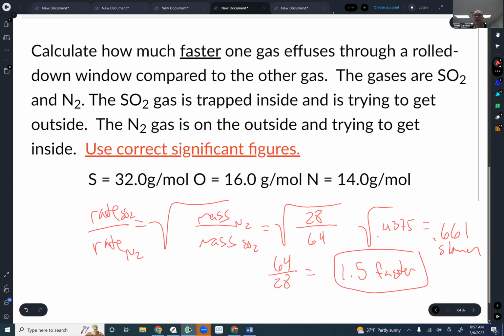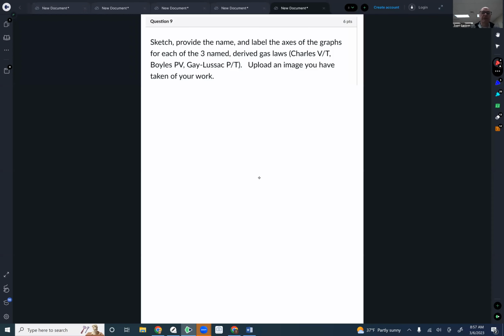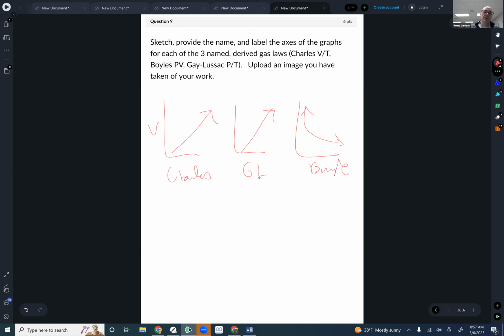All right, that takes care of 8. The last question on the exam is drawing the pictures. We have 3 different versions here. Two of them are straight and 1 of them curves. Boyle is the one that curves. Then Gay-Lussac and Charles. Charles is volume and temperature. Gay-Lussac is pressure and temperature. And Boyle is pressure and volume. Okay, that takes care of everything on the test.